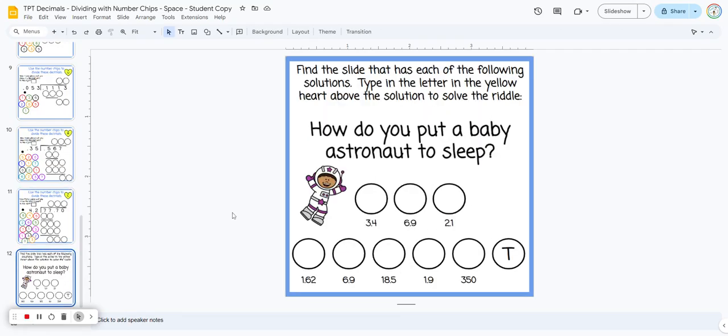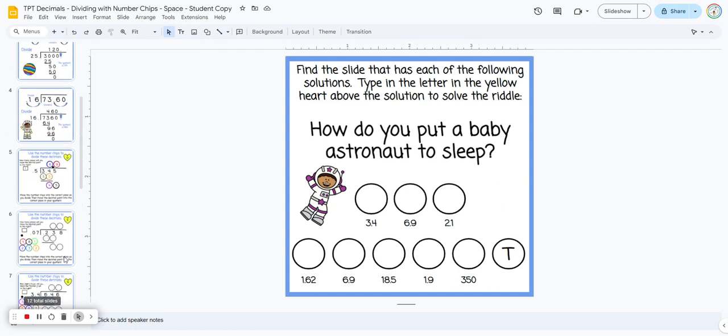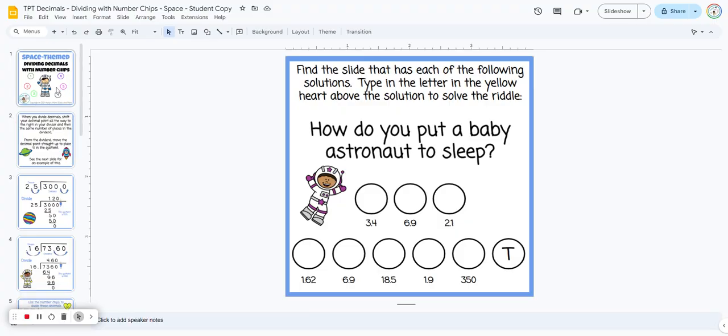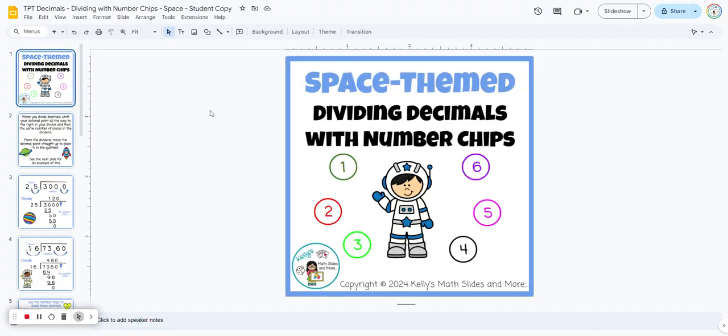And then when they get to that final slide, here are all of the answers they should have from the previous slides. So they're going to go back and they're going to find these quotients and they're going to type in the letter that's in the yellow heart. If they've done these correctly, they will solve the riddle, how do you put a baby astronaut to sleep? So that is the space-themed dividing decimals with number chips.